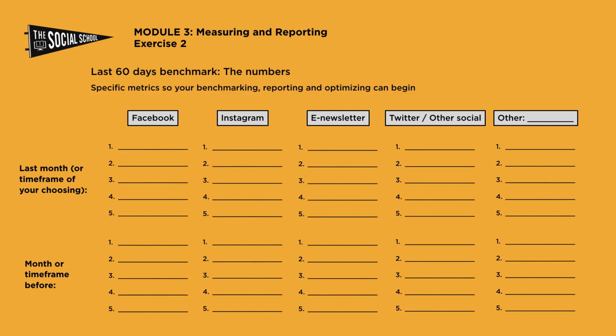Second, the last 60 days benchmark. So let's call it 60 days. If you want to stretch that out longer, no problem. So let's do some benchmarking here. How have you performed in that last month or time frame of your choosing, in the last 2 months? And then what about the time frame before that? You can even do this annually if you want to, but I would encourage it to be every quarter. That's my favorite go-to time frame.